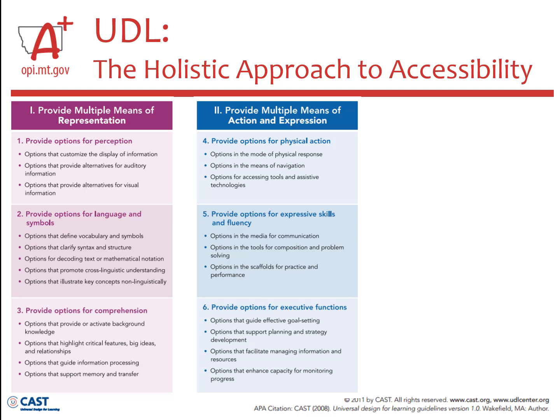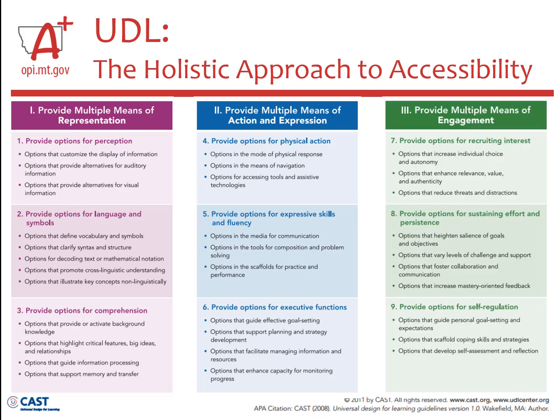The second principle is to provide multiple means of action and expression. This would allow students different ways to express or demonstrate their learning. So for a writing product, you might allow a student to use a keyboard instead of a pen. Or you might allow students to choose a format for assignments, like writing a text, giving a speech, creating a film, or writing a song.